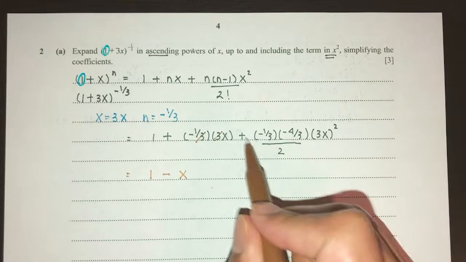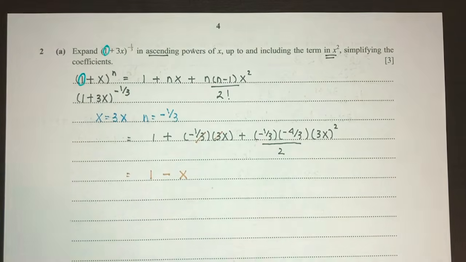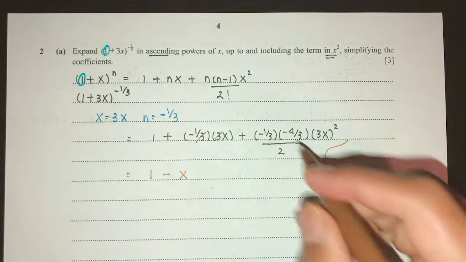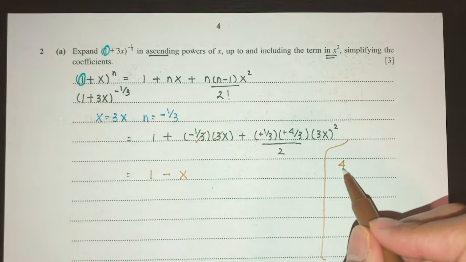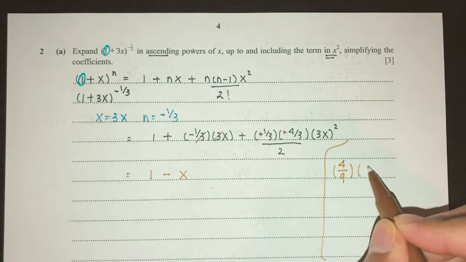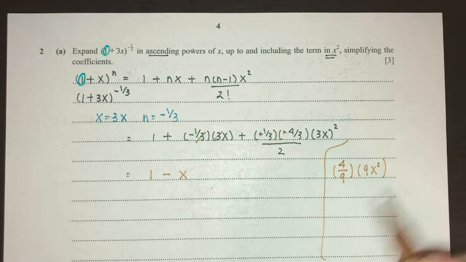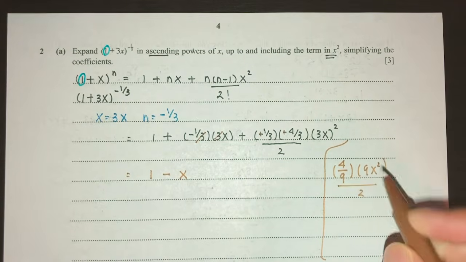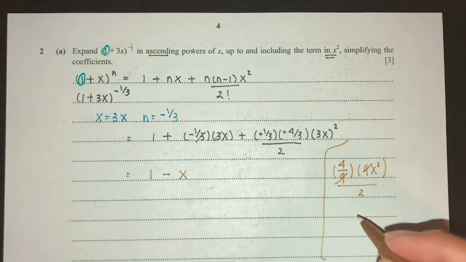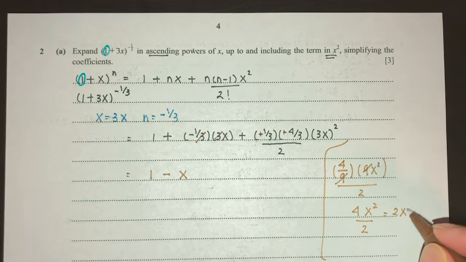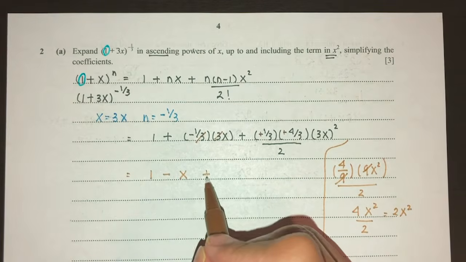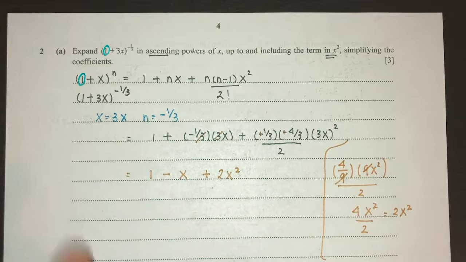And what is this simplification? Let's do this on the side. On top, minus minus becomes plus, so 4 over 9 times 9x squared, and this divided by 2, right? So 9 will cancel out. You will have 4x squared divided by 2, that will be 2x squared. So you will have plus 2x squared. So this expansion will give you these 3 terms up to the term in x squared.